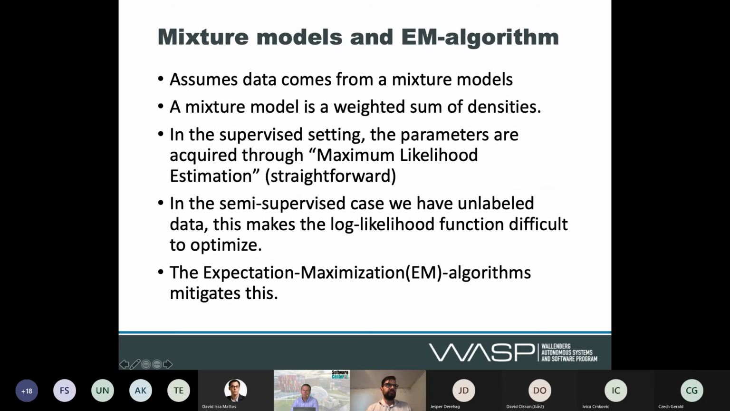And then we have mixture models and the expectation maximization algorithm, and that assumes that the data comes from a mixture model, and a mixture model, for those who don't know, is a weighted sum of normal density functions. And if you have a supervised setting, then it's easy to find these parameters. You just use maximum likelihood estimation, which is pretty straightforward. But if you have a semi-supervised case, then you also have unlabeled data, and this will make the problem much harder because mathematically speaking, the log likelihood function will be difficult to optimize, and then you have to use this expectation maximization algorithm.